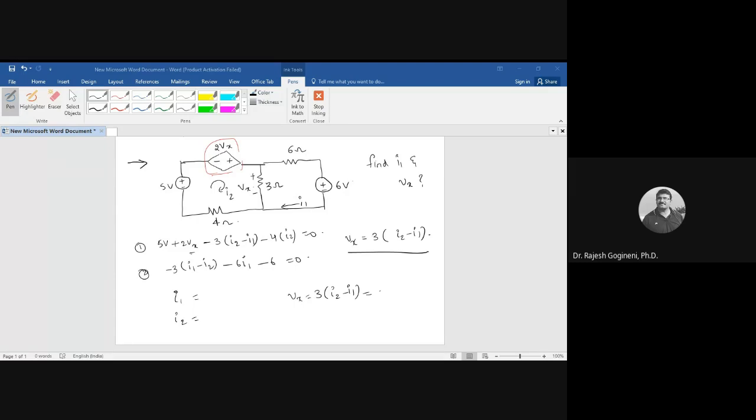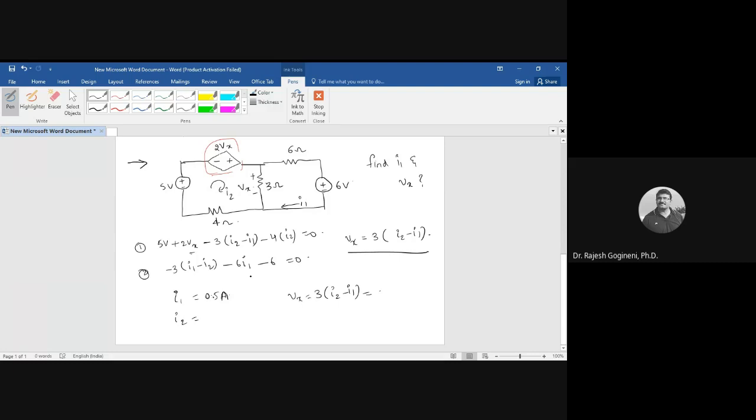0.5 amperes. Is it right? Everybody got the same answer? Is it I1? Yes, sir. Yeah, I1 is 0.5. He got I1 as 0.5 amperes. Did everyone get the same answer? 0.5 amperes, I1. Yes, right. So I1 is 0.5 amperes. Write the units also. 0.5 amperes.